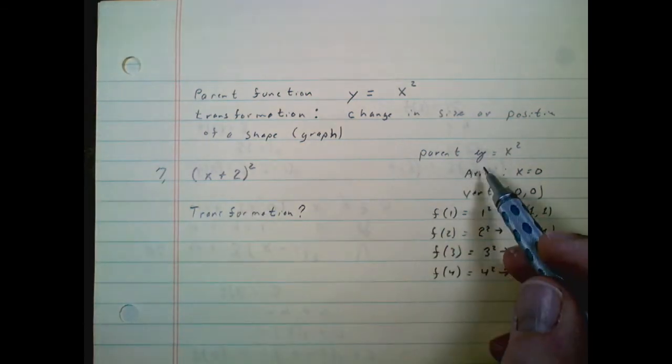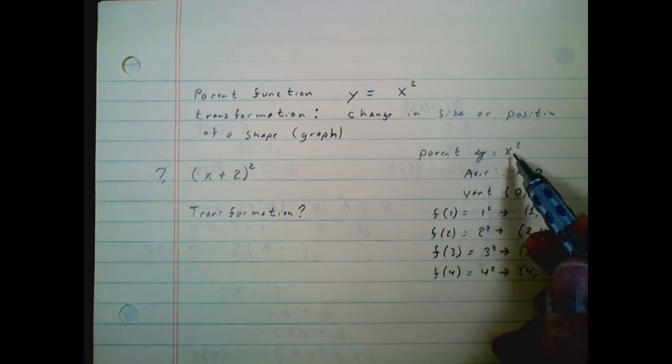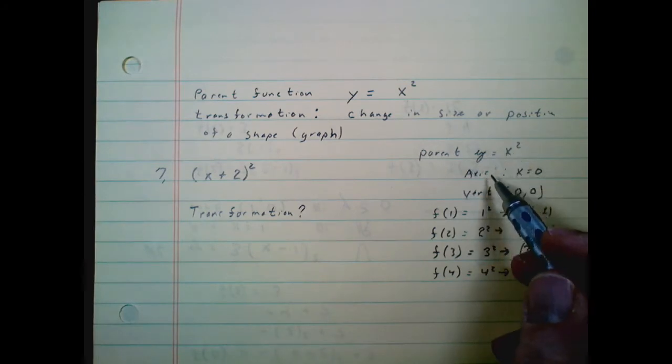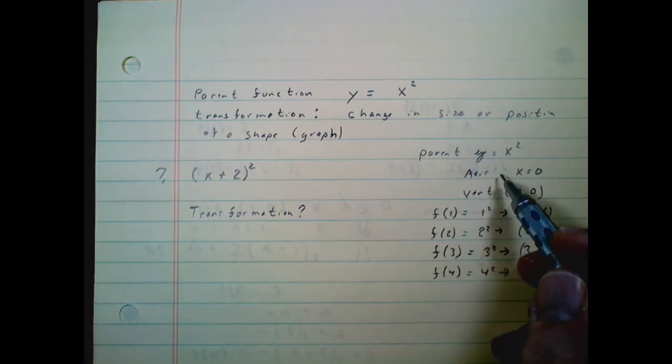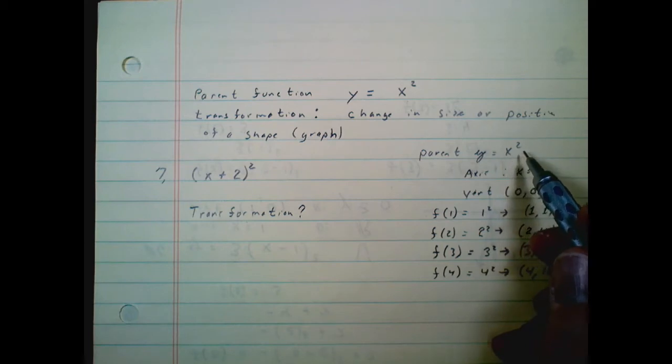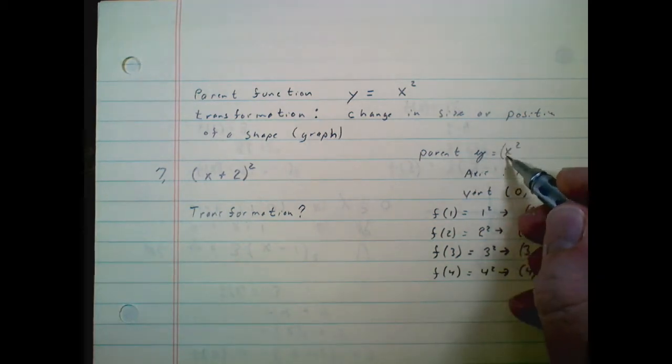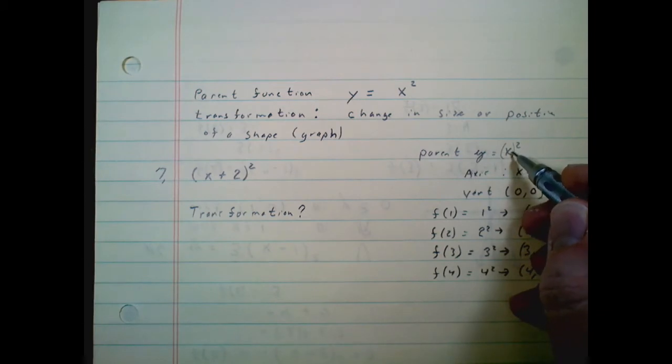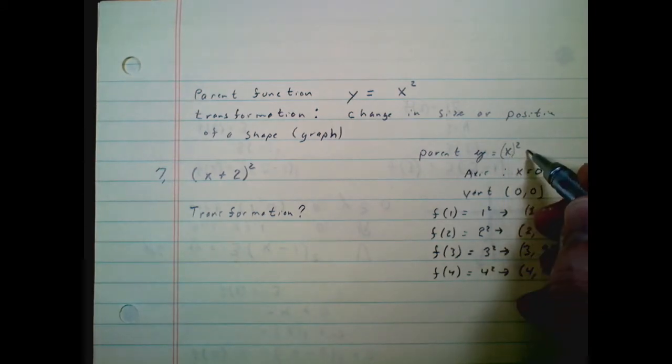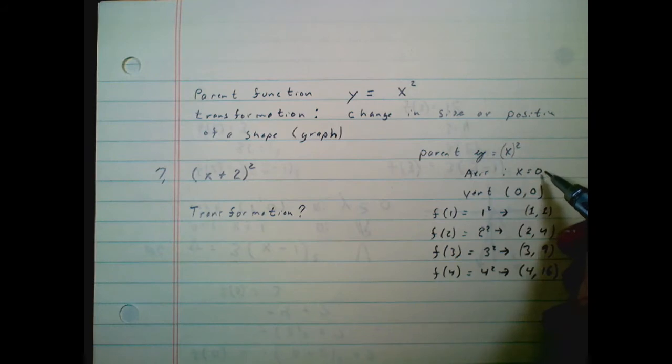So the parent function, which is just x squared, I figure we need to write down what the axis is of this. So there's nothing there. In other words, all you have is this. So there's no plus or minus there. There's no plus or minus here. So x equals 0, and the vertex is at (0, 0).